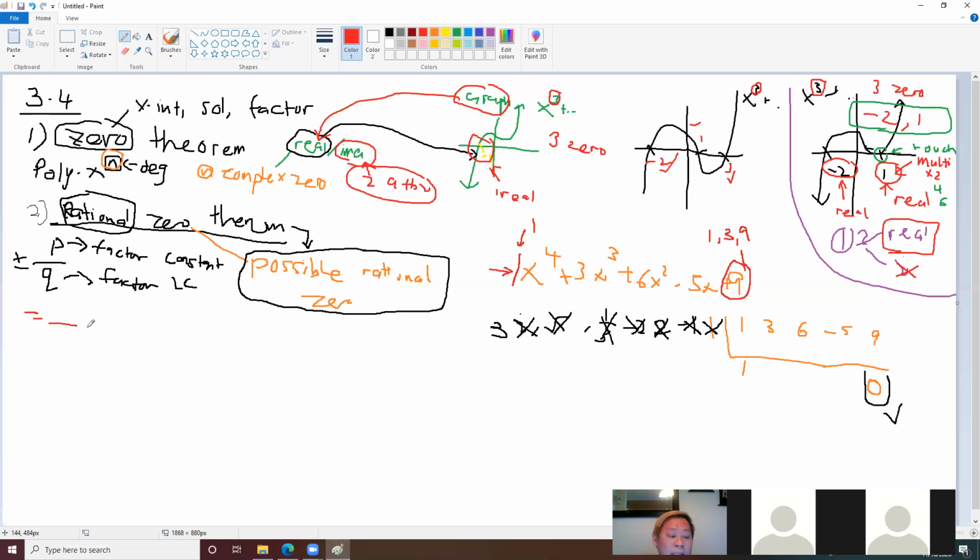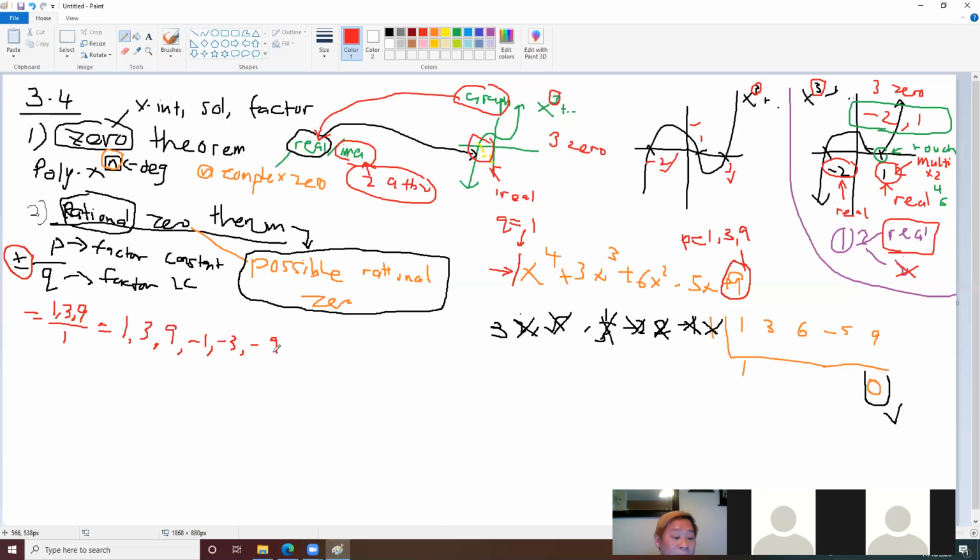So what we do here is this is your P and this is your Q. So P in this case is 1, 3, and 9, all the factors for the constant term. And Q in this case is 1. Then you have to divide. So 1 divided by 1 is 1, 3 divided by 1 is 3, and 9 divided by 1 is 9. And don't forget, when you do the rational zero theorem, you will have the plus minus. What the plus minus means is that instead of just 1, 3, and 9, it can also be negative 1, negative 3, and negative 9.